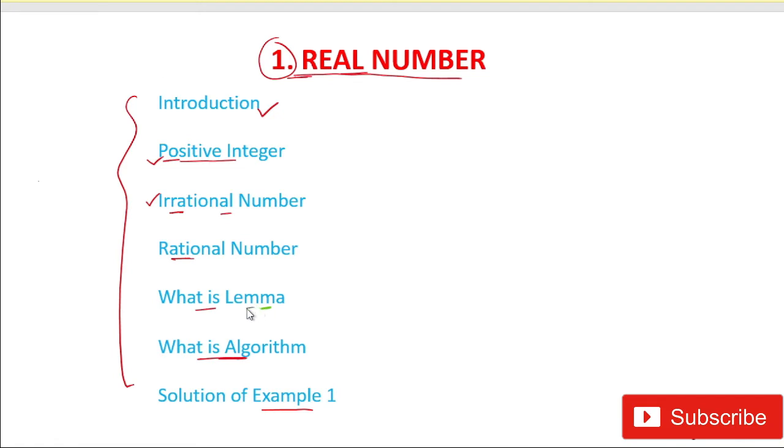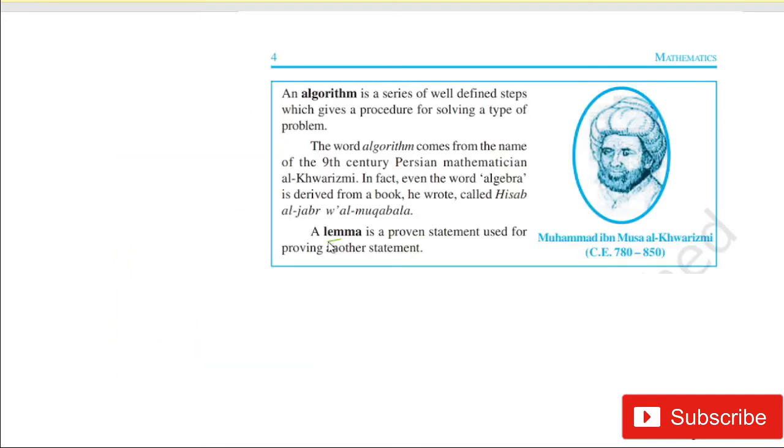Now after that the most important thing comes, that is lemma. We learn about what is lemma. Now let us understand lemma in this picture. Lemma is a proven statement. First of all, it's a statement. One thing is clear, lemma is a statement and it's used for proving another statement. It means it helps to prove another statement to come true. It is one type of statement which basically proves other statements to be true.